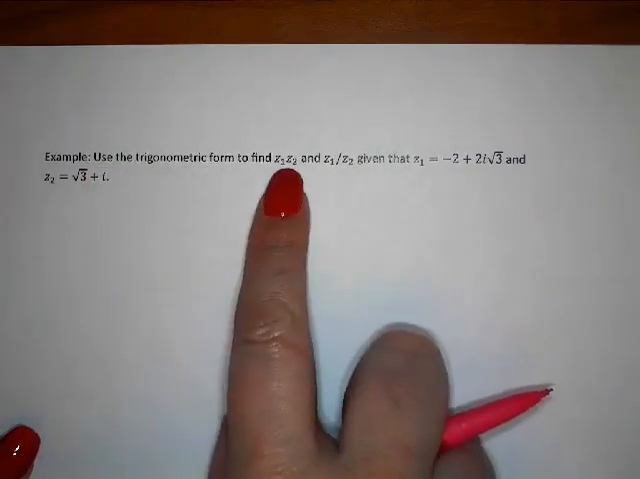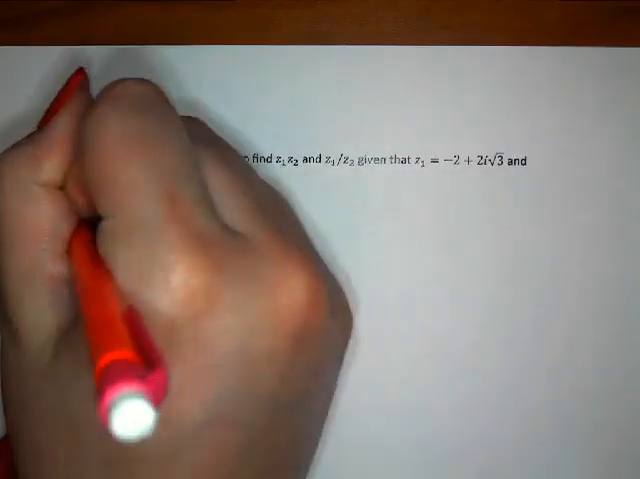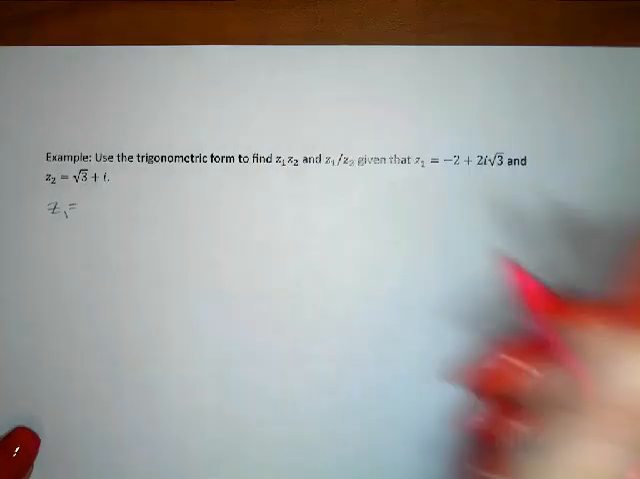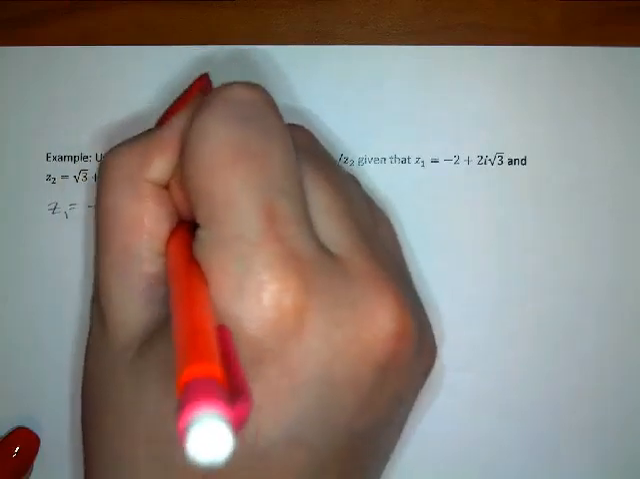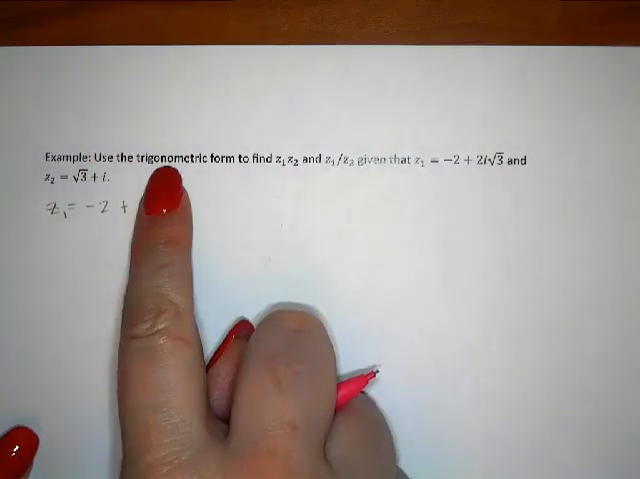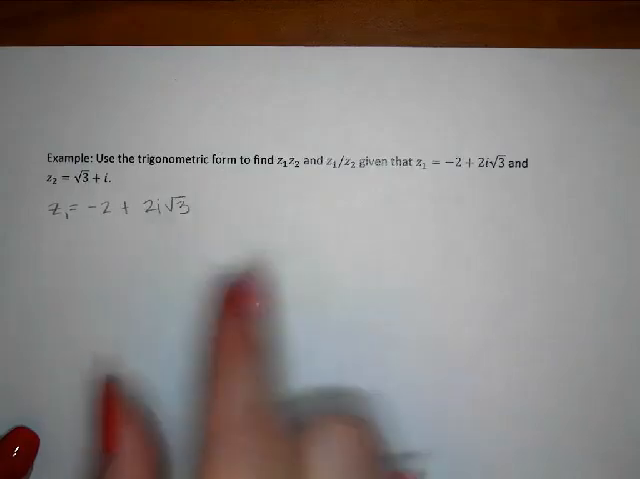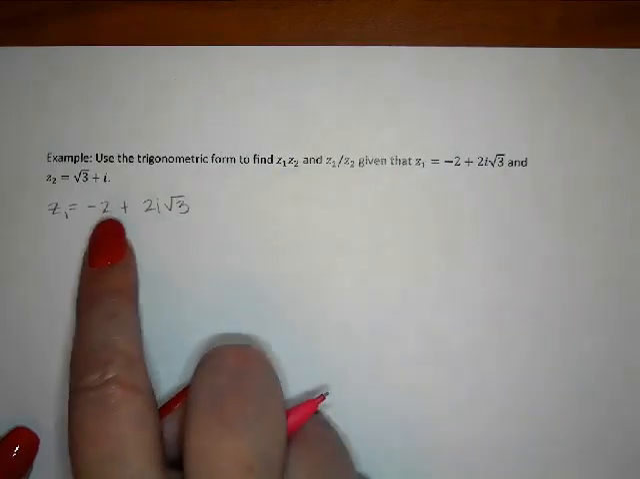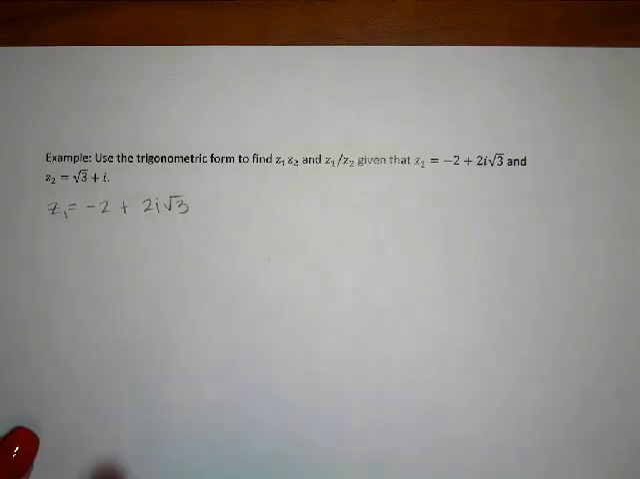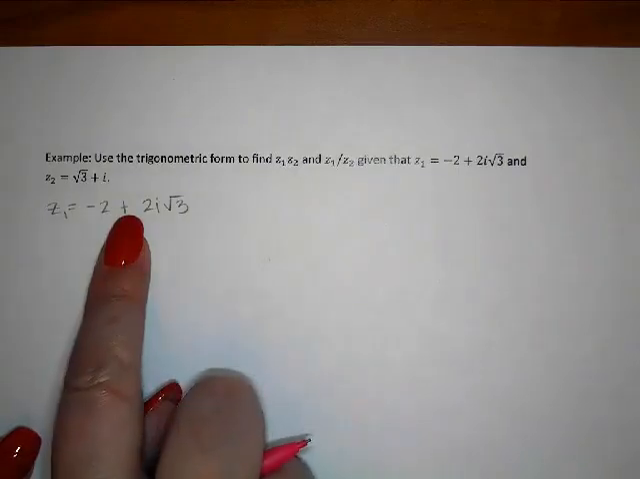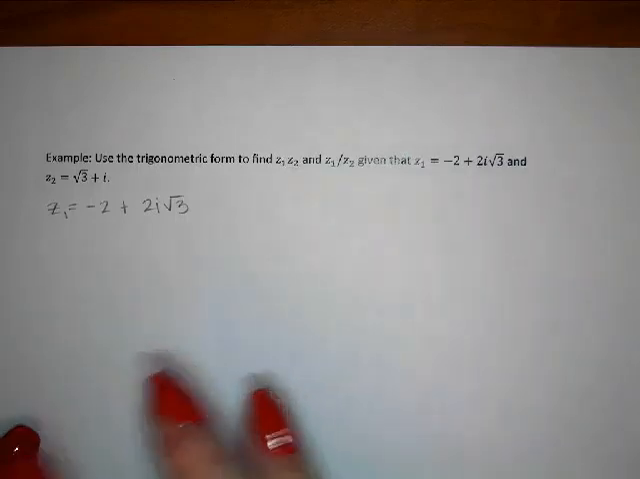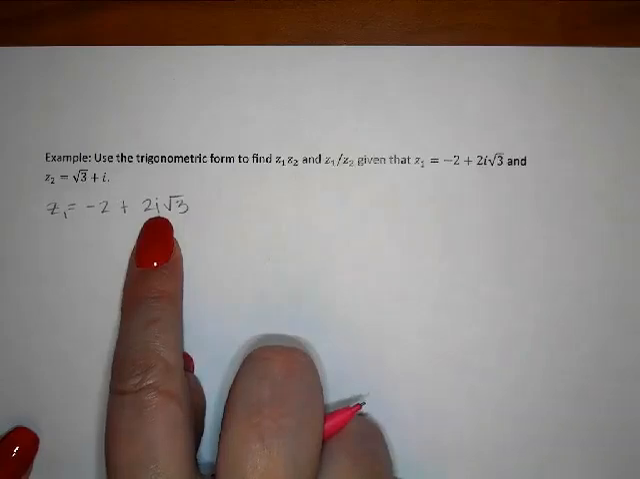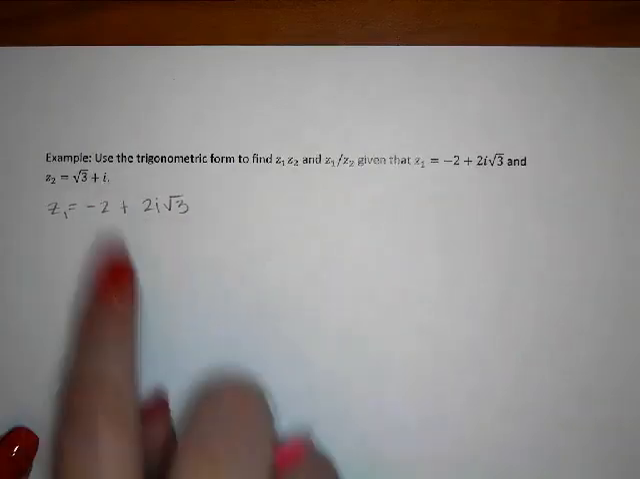So z sub 1 is negative 2 plus 2i square root 3. And one of the reasons they specified use the trig form is because in high school, we learned how to find the product of complex numbers, and we learned how to find the quotient of complex numbers, and we can do that from the standard form. So we are learning something in addition to what we've done in high school. Honestly, if we were in high school math, I probably would still be doing it the high school way. The only reason I'm doing it this way is not because it's easier, only because they said we had to.